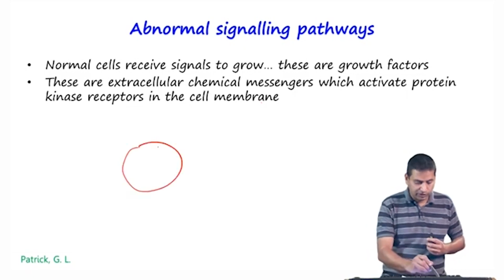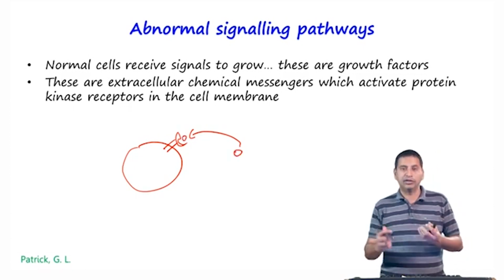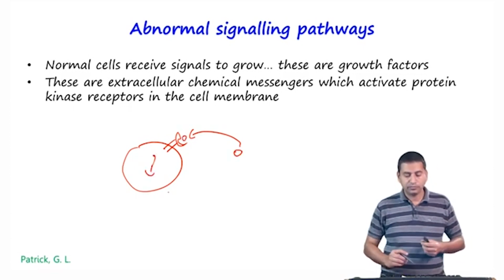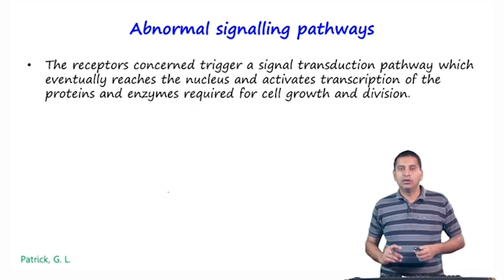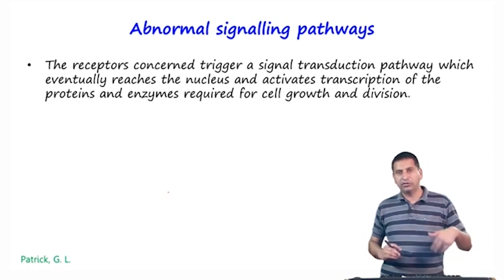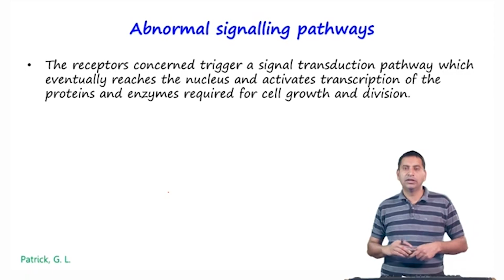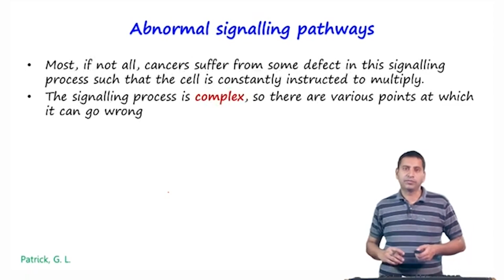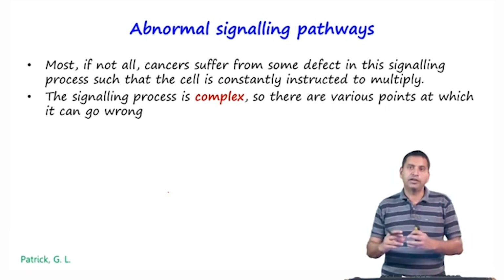So, you have a cell with, let us say, a kinase receptor, and so this ligand binds and it activates the growth. Okay. Now, these receptors will trigger a signal transduction pathway which eventually reaches the nucleus to activate transcription of the proteins which are required for cell growth and division. Most, if not all cancers suffer from some defect or the other in this signaling process.